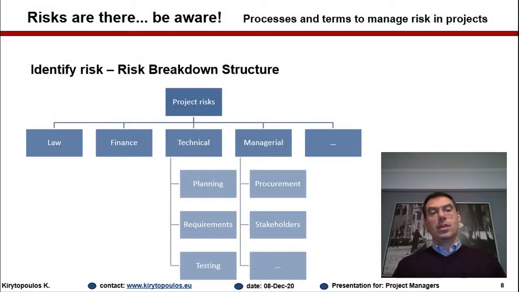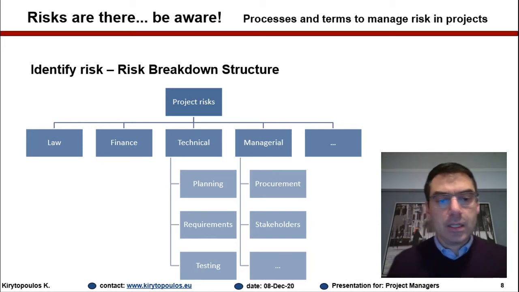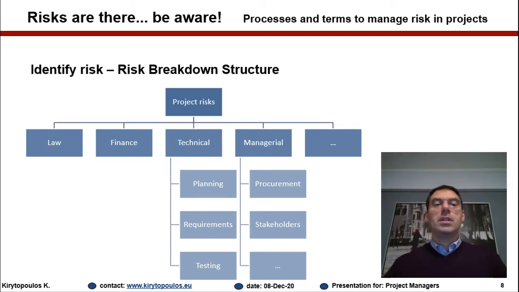And you have some other tools as well. The most well-known tool, I would say, is the risk breakdown structure. What is a risk breakdown structure? A risk breakdown structure is a hierarchical analysis, a hierarchical decomposition of the overall project risk in specific areas. So you see here in this example that you have law, you have finance, you have technical risks, you have managerial risks, and some of those might have subcategories as well, like planning, requirements, testing.